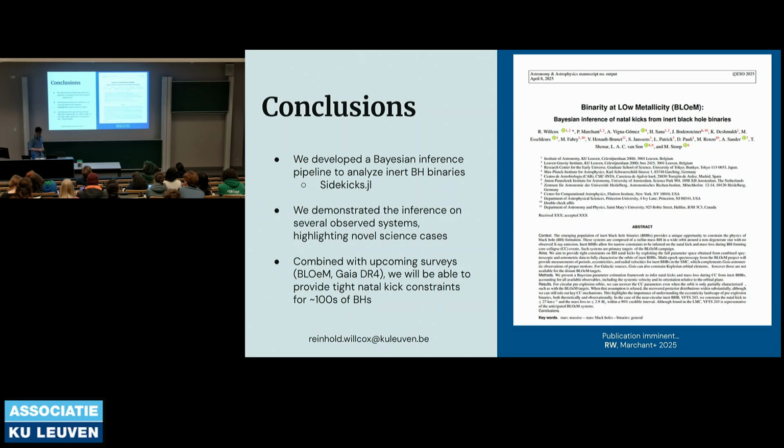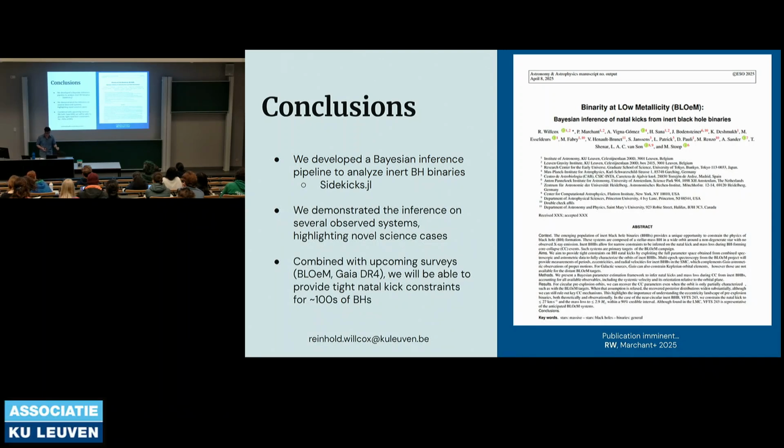So in conclusion, we've developed this Bayesian inference pipeline to analyze inert black hole binaries, and now extended to high-mass wind-fed X-ray binaries. This is sidekicks.jl. We've demonstrated this inference on several observed systems, highlighting the novel science cases you get when either you don't know the eccentricity beforehand or you don't know velocities of the host, things like that.